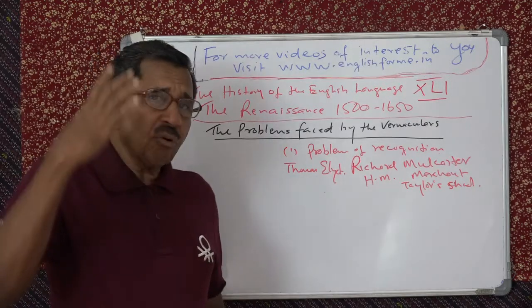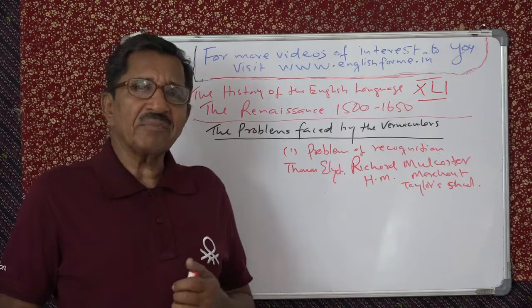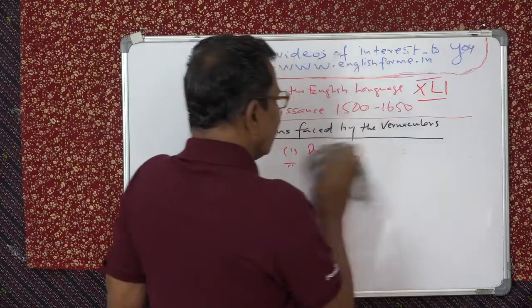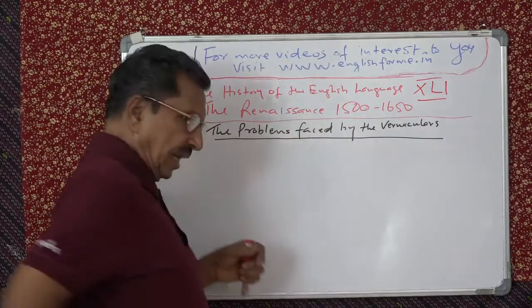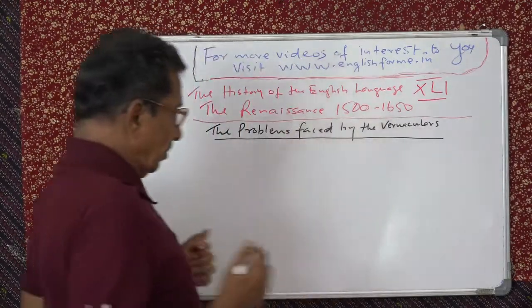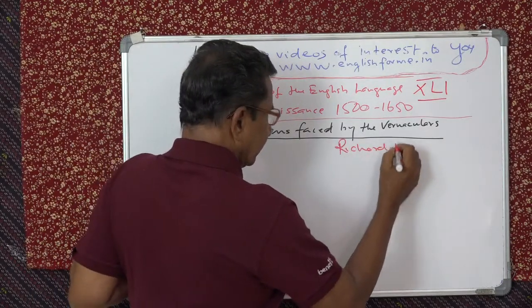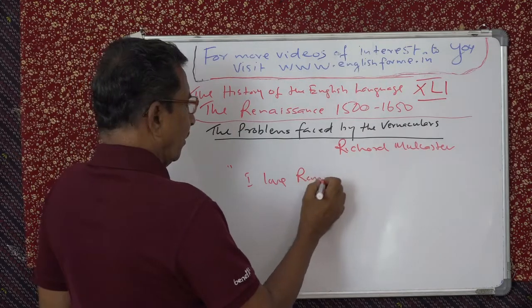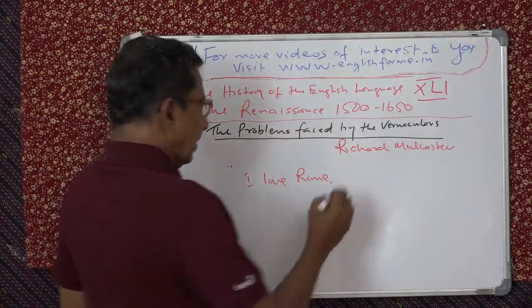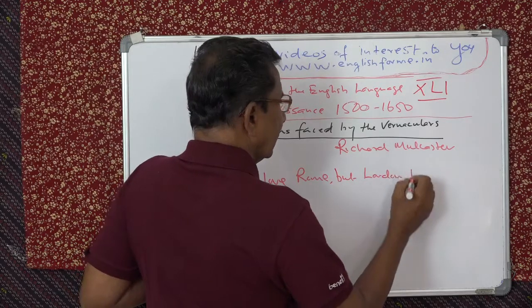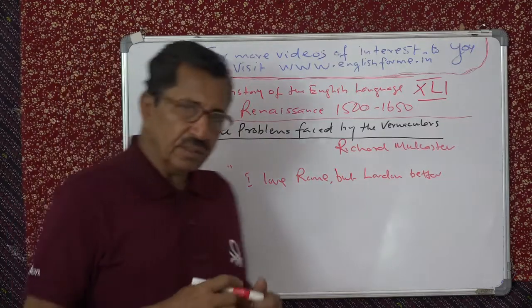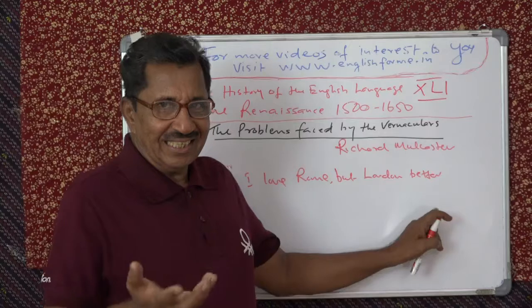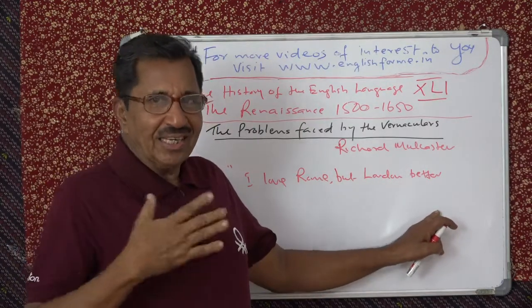So he said, I love Rome. Richard Mulcaster said, I love Rome, but London better. Rome means the Latin language. This is a very famous quotation, so I request you also write this down and try to quote this in your answer. I love Rome, but London better. What does that mean? I have got regard, I have got respect for Rome, that is Latin, the classical language. But London better. London is English. I love it, but to a higher degree I love London better.